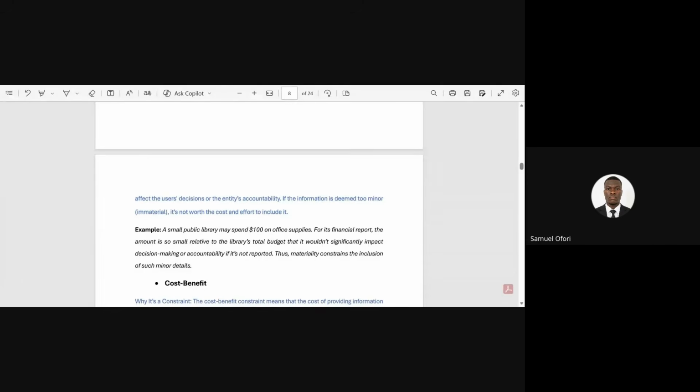A small public library may spend $100 on office supplies. For its financial report, the amount is so small relative to the library's total budget that it wouldn't significantly impact decision making or accountability if it's not reported. Thus, materiality constrains the inclusion of such minor details. So like $100, then no. But if you exclude $1 million from your financial statement, you have to look at that and put it in there.